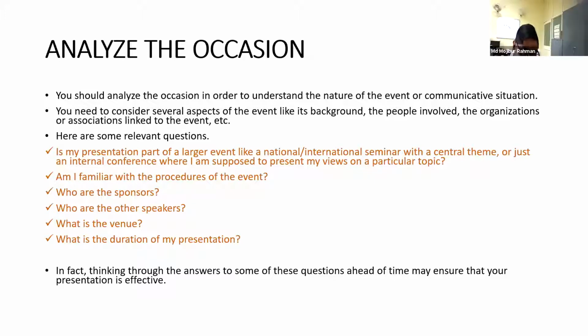Yes, basically when we talk about the sponsors, we talk about the theme also. So sponsors are directly related with the theme. You have to stick to the central theme in your presentation. You should not digress from the main or central idea of the entire event. So we have to know these things. Analysis of the occasion is one of the planning steps you have to do.